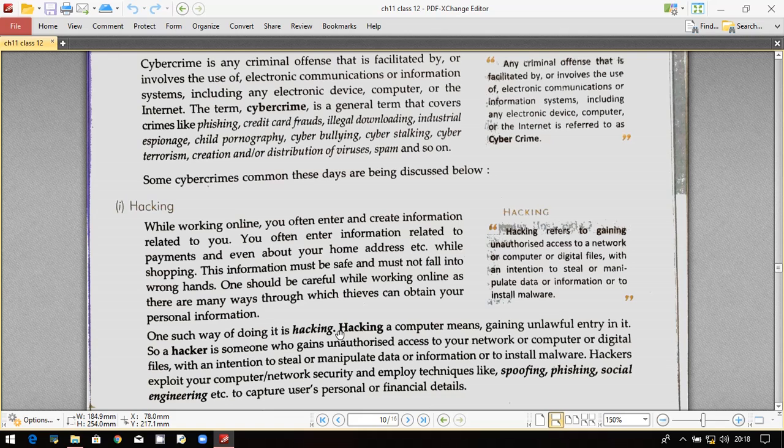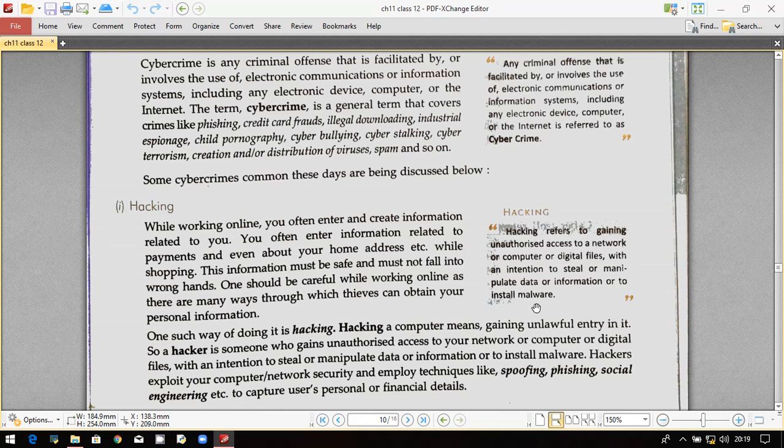Generally, whenever we talk about any cybercrime, the first thing which comes to our mind is hacking. So what is actually hacking? Hacking refers to gaining unauthorized access. Here you can see the definition: hacking refers to gaining unauthorized access to a network, computer or digital files with an intention to steal or manipulate data or information, or to install malware. Without the consent of the original owner of a system, if someone is trying to intrude into that system and gets access to certain private files, that is an act of hacking.